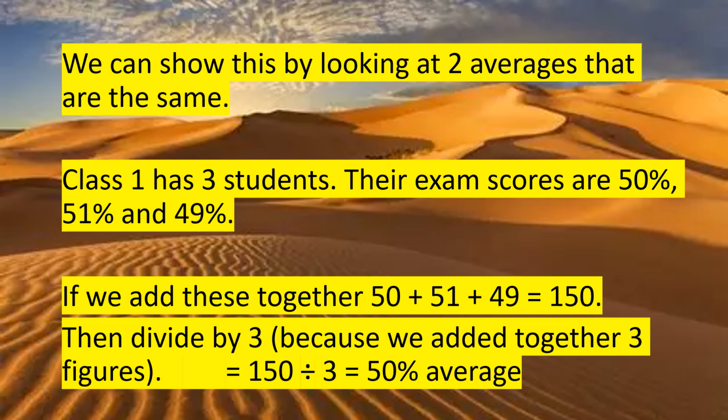So class 1 has 3 students. Their exam scores are 50%, 51%, and 49%. If we add these together, 50 plus 51 plus 49 equals 150. Then we divide by 3 because we added 3 numbers together. So 150 divided by 3 equals 50% average.